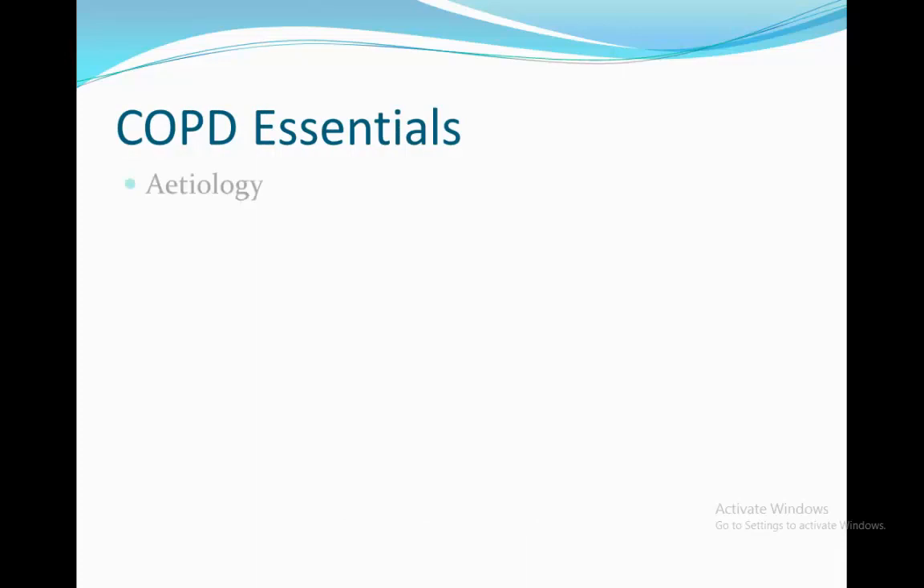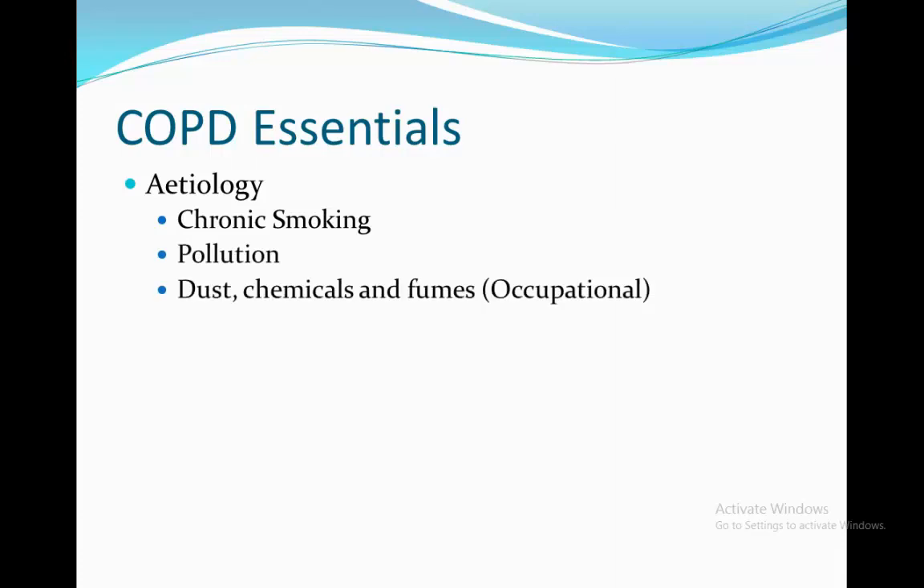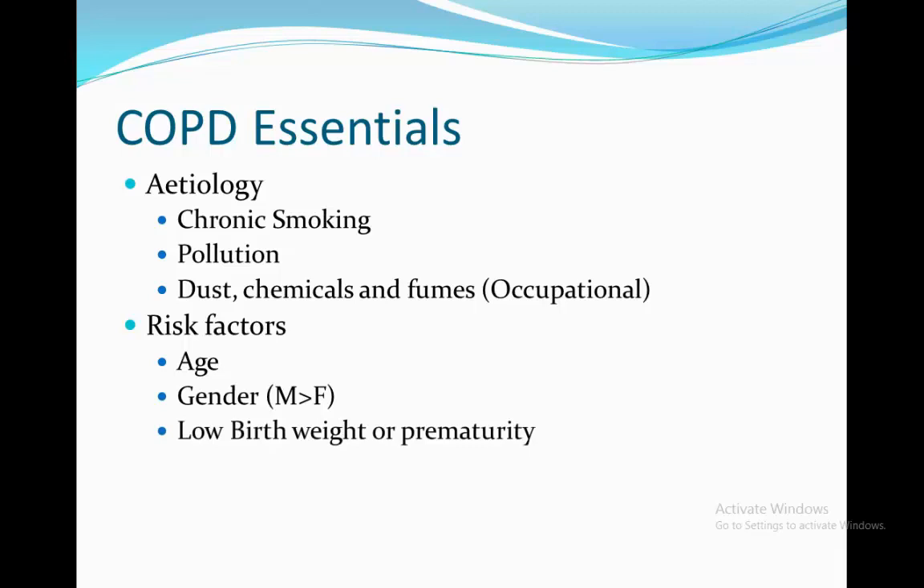When it comes to causes, the most common is chronic smoking, but people who live in areas of high pollution and those who have jobs where they're constantly exposed to dust, chemicals and fumes can also get it. In risk factors, the risk of getting it increases with age, and it mostly occurs in males than females. Low birth weight and premature babies are also at high risk.